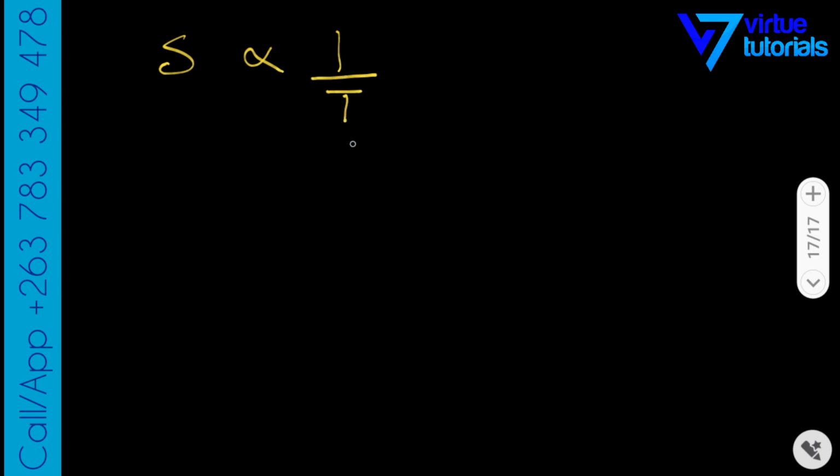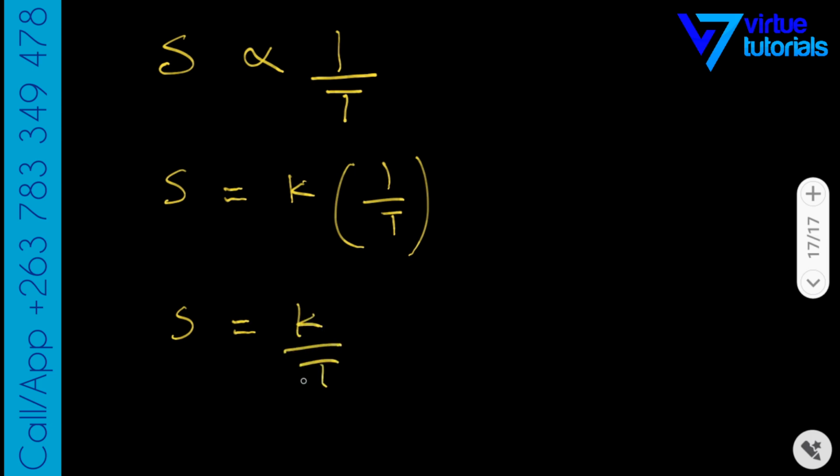So from here, we do the same thing. We replace our variation sign with a constant. So S is equal to K times 1 over T, right? But your K is going to multiply 1. So K times 1 simply gives you K. So S is equal to K over T there, right? So this is how the inverse variation relationship is going to be structured.